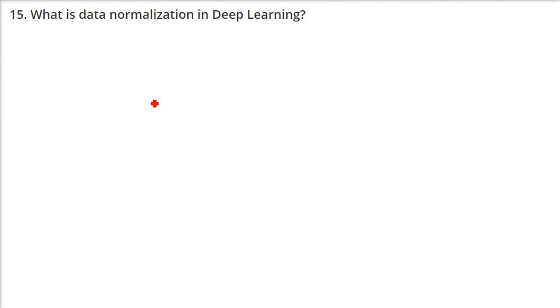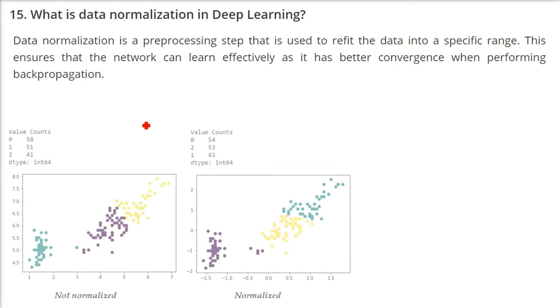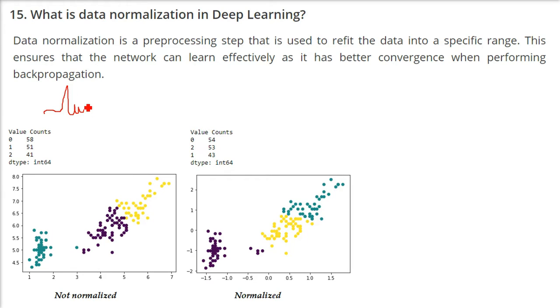What is data normalization in deep learning? Data normalization is a data pre-processing step. You see, these are two data sets: one is not normalized, one is normalized. I'll give you an example. You have a sound, say an audio file, and this is how it looks. This is not normalized. If you want to normalize, you just put it between some boundary. So you have made it normalized because we want every data point to be within a certain range.